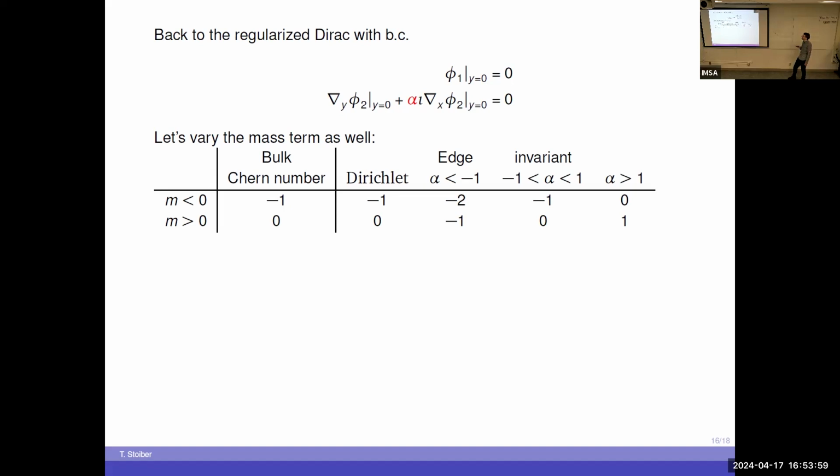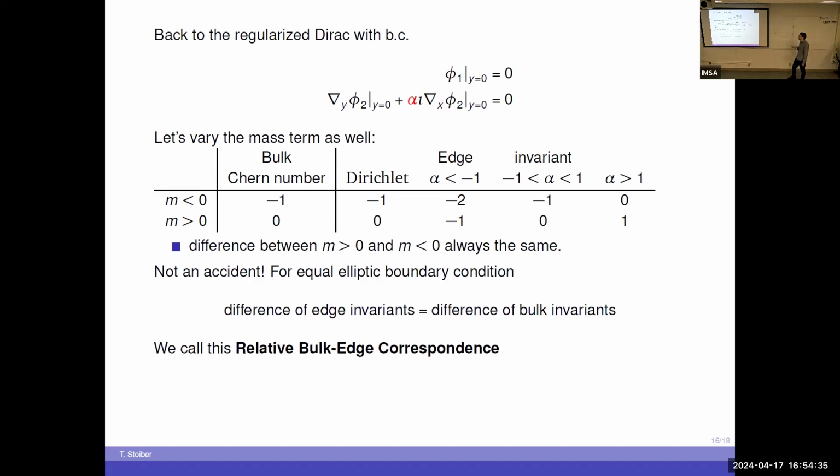Namely, this time we can vary the mass term as well. So we have in this model two different phases, one which has Chern number of -1, and one which has Chern number of 0. And we look at the number of edge modes, so the spectral flow, for various boundary conditions, including Dirichlet and all the various cases for this parameter alpha. And we find very quickly that there's a pattern in this table, which is that the second row is always larger than the first row by the same number, namely by 1. And it's actually not an accident.